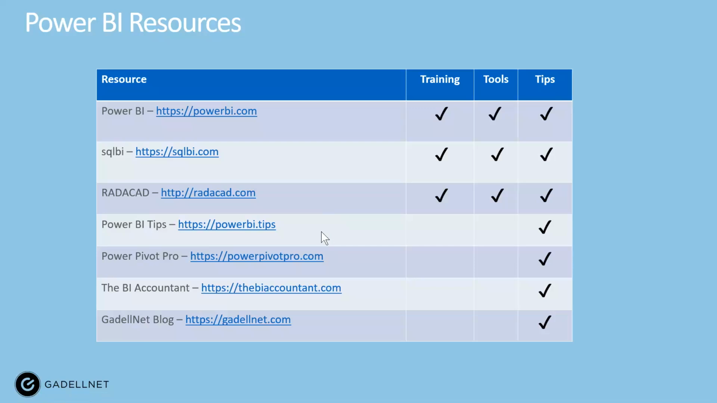Power Pivot Pro is more on the data modeling side, so tips on data modeling specifically. I want to know how to do this with date fields, or I want to know how to relate this data or get to this information. They're good there. The BI Accountant's one I tend to lean on because we get a lot of asks for accounting, right? Data and accounting reporting. So that's when I lean on here and there.